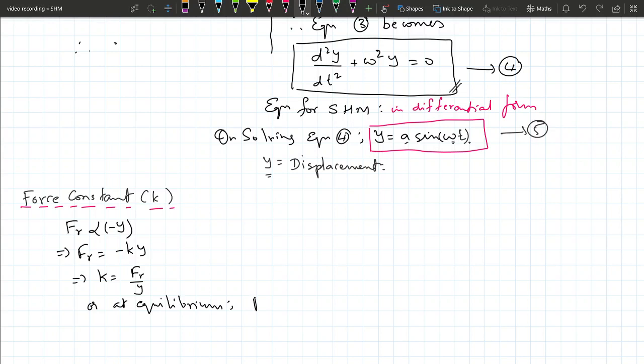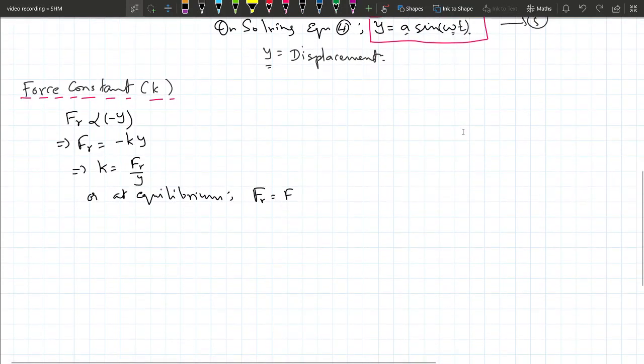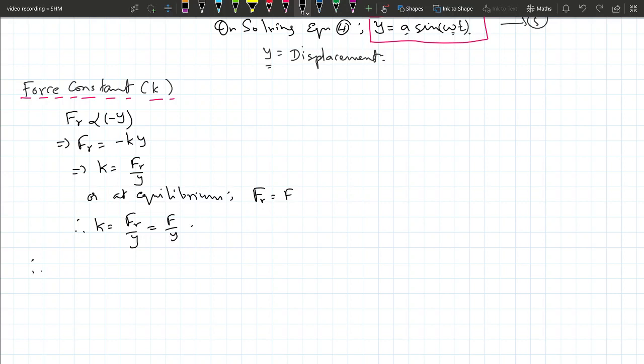Okay, we know that Fr is equal to F. So therefore K can be defined as Fr divided by y. What is Fr? Fr is equal to F. So I can define the force constant as, if you take the first section, K is equal to Fr divided by y. What is this?